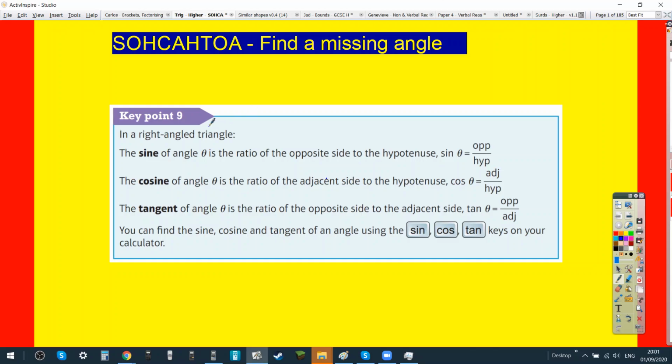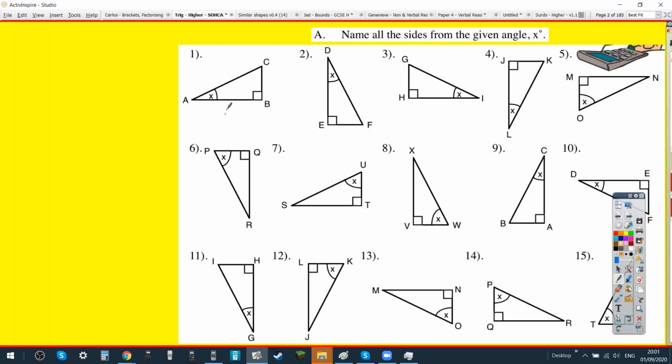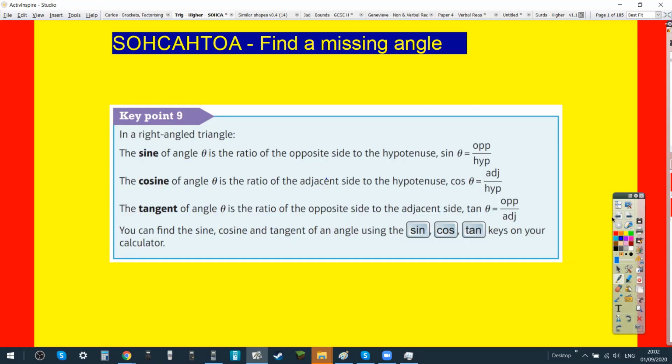A right-angled triangle. You've got three sides, and if you just pick one angle randomly, you have a side that's opposite it. That's fine. The hypotenuse is the side that's opposite the right angle. The opposite is the side opposite the angle you're referring to. And then adjacent means beside or next to. So the adjacent is the side that's beside the angle that you're referring to.